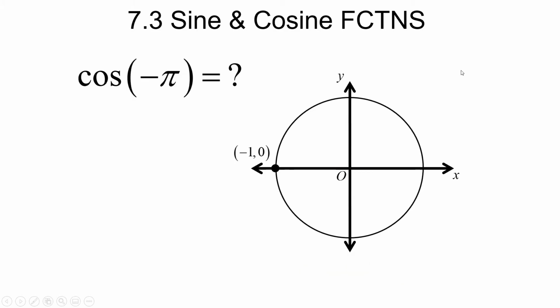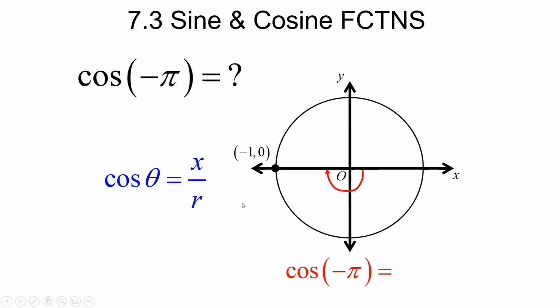Okay, so cosine of negative pi. Well, negative pi, let's see where you guys are. Negative means I'm going in a clockwise direction, and pi would be half of a revolution. There it is right there. And cosine is what? Cosine of theta is x over r. So cosine of negative pi would be, well, the x-coordinate of that terminal point is -1, and the radius of the circle is 1, so that's -1 over 1, or -1. Cool. Practice this. You're going to get really good.